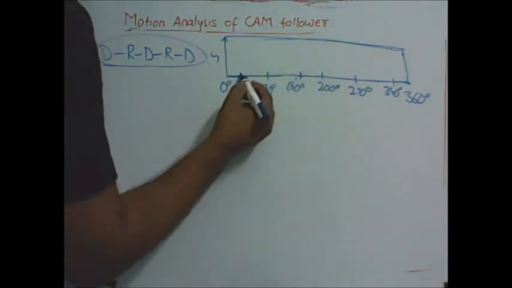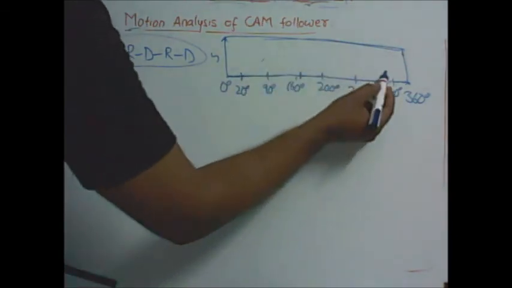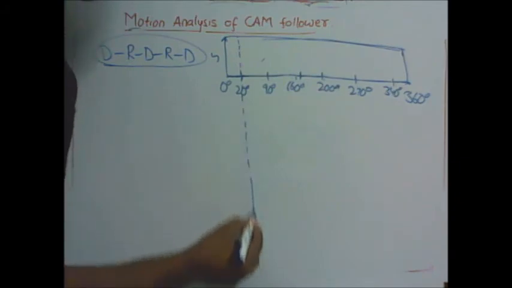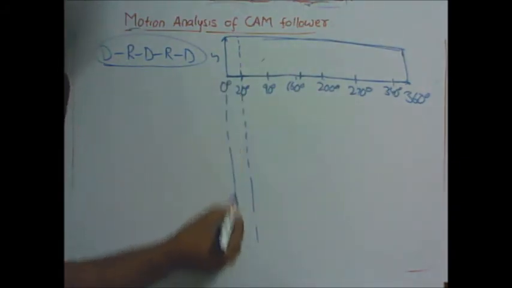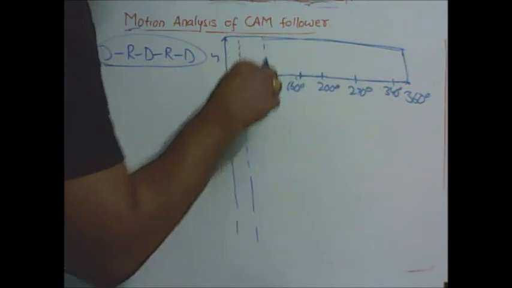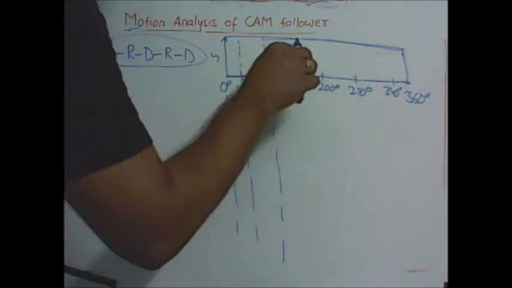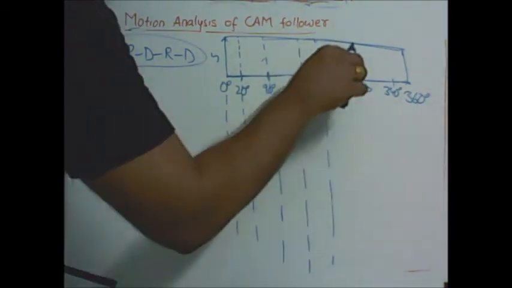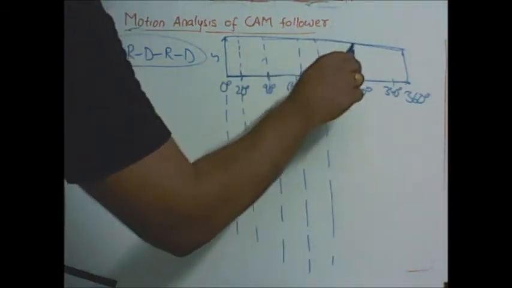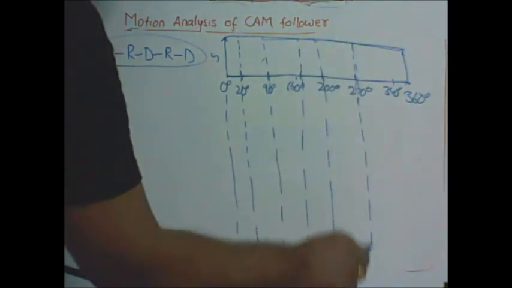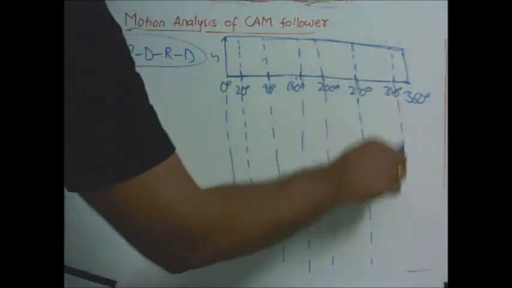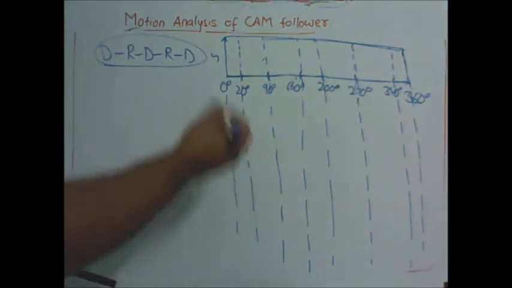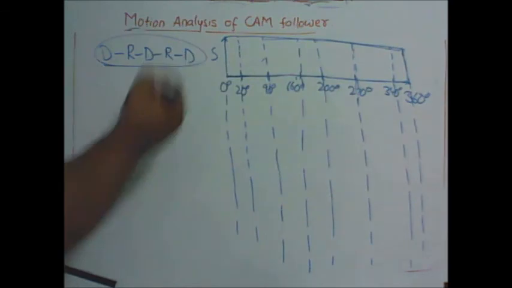Now the rise starts from 20 degrees and falls at 340 degrees. When you project these lines all throughout vertically, now this is a displacement curve. When you come to the displacement curve, it is simple.